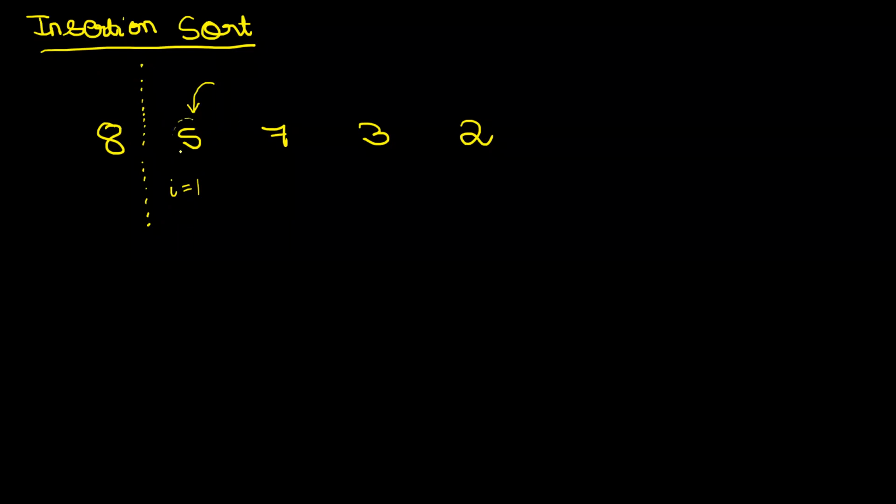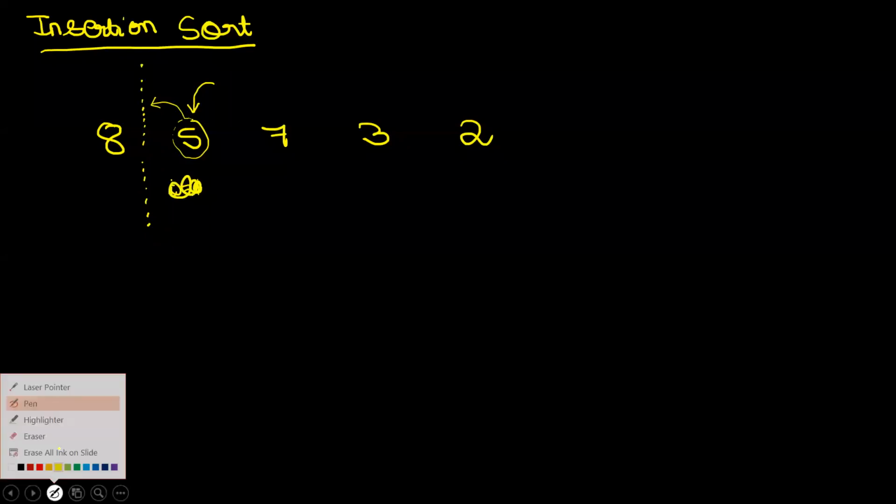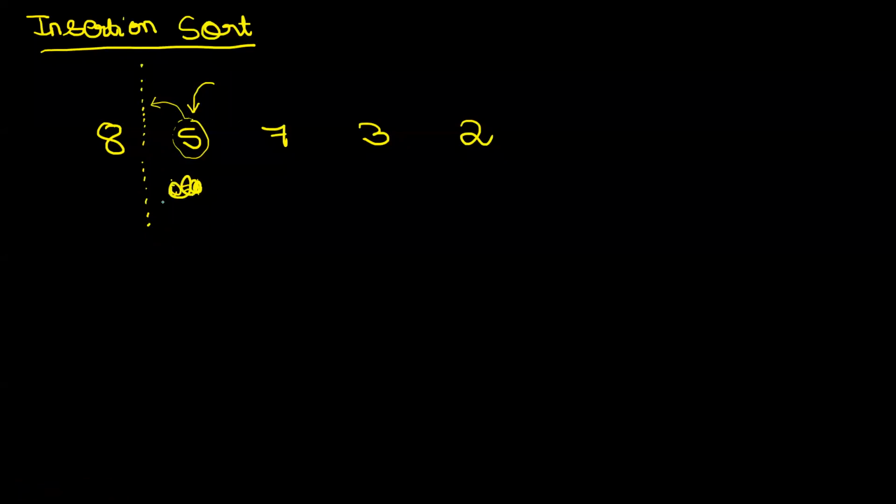I will insert this element 5 in the already sorted part on the left hand side. I will take this number 5, and my job will be to insert this 5 in the already sorted part of the array on the left hand side so that the array remains sorted. So I will be inserting 5 at its correct position.